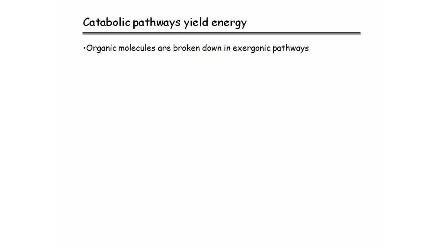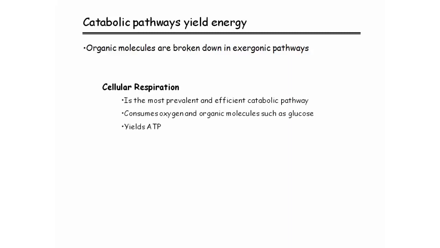So in catabolic pathways, molecules are broken down. Specifically, we're going to look at organic molecules that are broken down. And the major pathway that we'll look at is cellular respiration. Cellular respiration is the most prevalent, most efficient catabolic pathway that we know of. And in this process, we will be consuming oxygen gas, which is O2, and organic molecules. The whole point of cellular respiration is to release chemical energy from organic molecules and then pack it away into ATP molecules, which contain an ideal amount of energy for running single reactions.